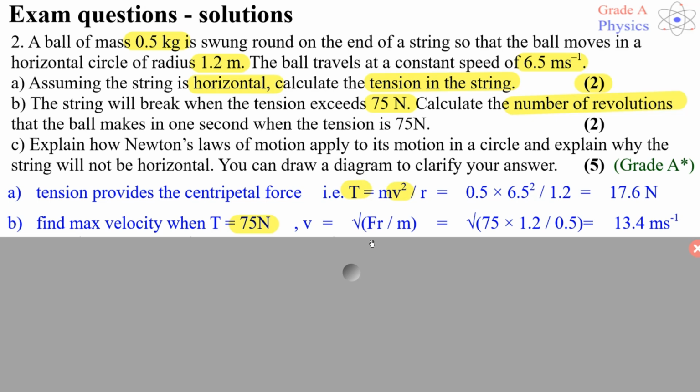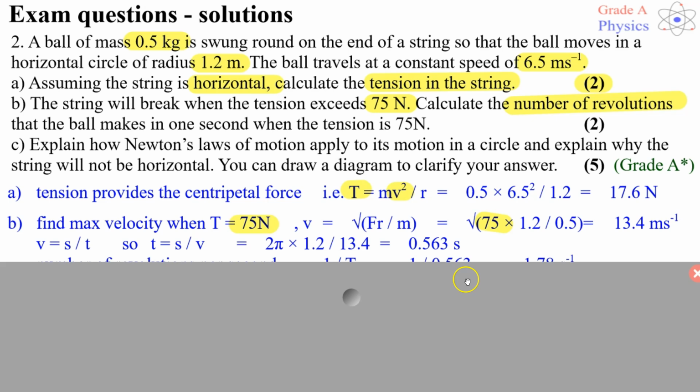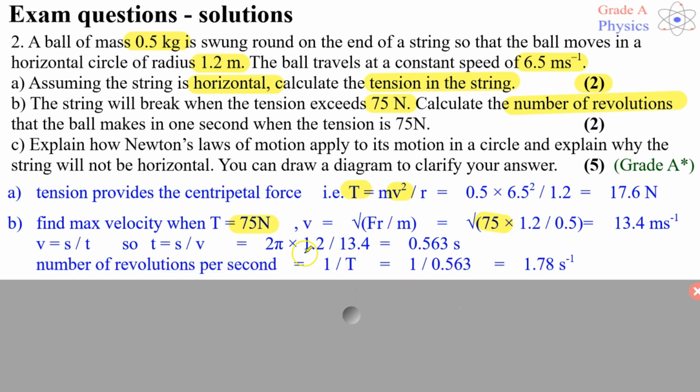So now we're calculating the velocity for which the value of T is 75, and we put the numbers in. So the radius and the mass were given, so we can find that's 13.4, which is higher than the original value, so that makes sense. Okay, so that would certainly get us 1 mark, but there's 2 stages to do the second mark here.